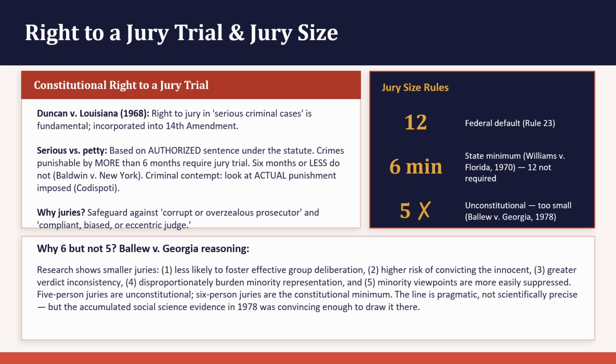The court relied extensively on social science research to conclude that 5-person juries are less likely to engage in effective deliberation, are at higher risk of convicting the innocent, produce more inconsistent verdicts, and underrepresent minority viewpoints. The 5-person jury is unconstitutional. 6 is the constitutional minimum. The court acknowledged that the line between 5 and 6 is somewhat arbitrary, but concluded that the accumulated evidence raised sufficient doubt about 5-person juries to condemn them as unconstitutional.